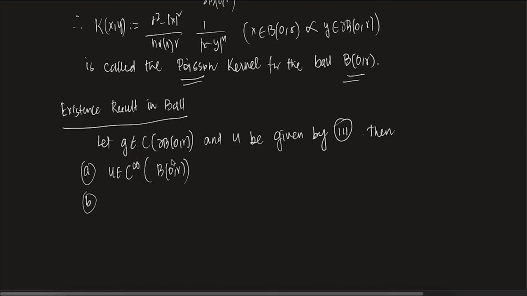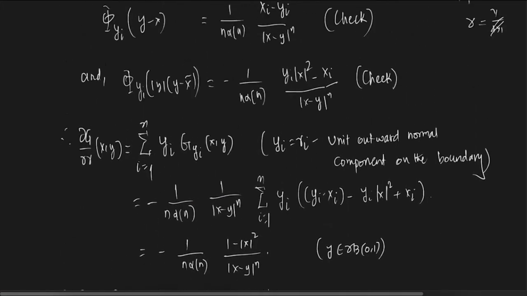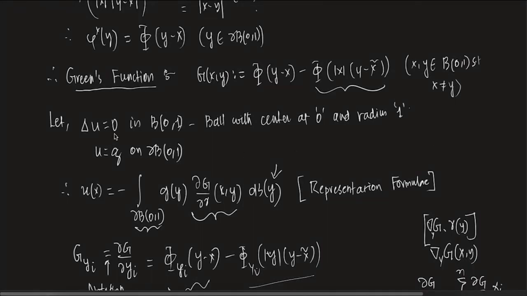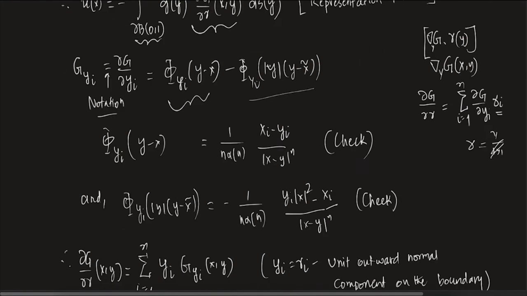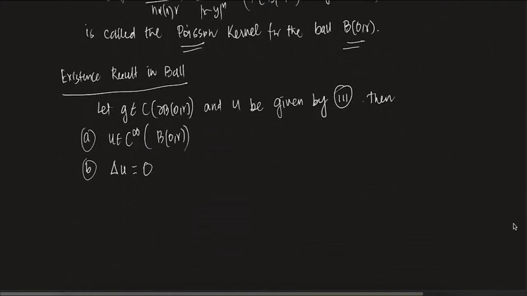So here what we are saying is, if you are given g, which is continuous on the boundary of B(0,r), and u is given by the formula, then u is infinitely differentiable. Laplacian of u is equal to 0, because we started by solving this problem: Laplacian u equals 0, u equals g. So the theorem says you can show that u is infinitely differentiable, Laplacian of u is 0 in B(0,r), and c, you can show how the boundary condition is satisfied.